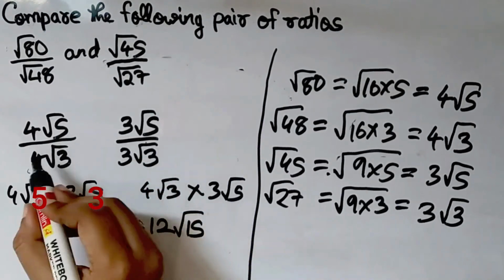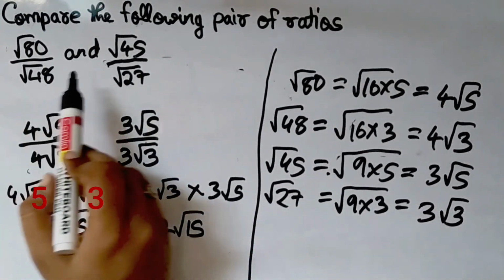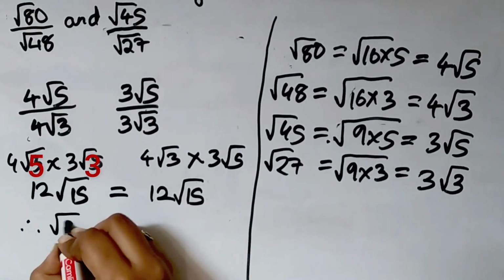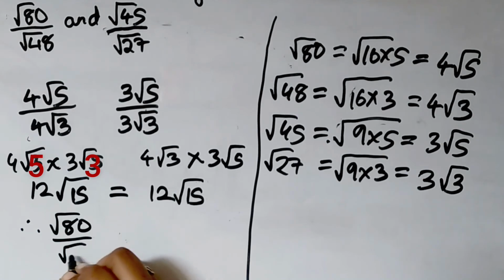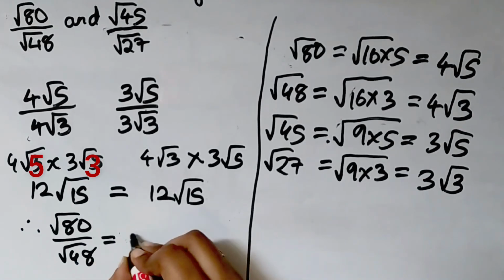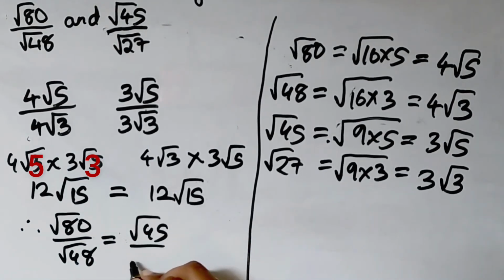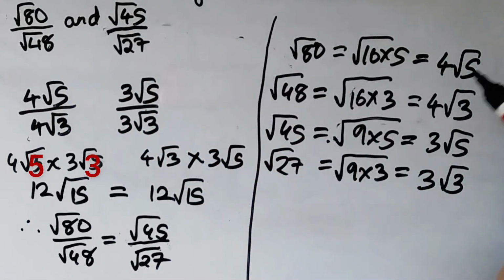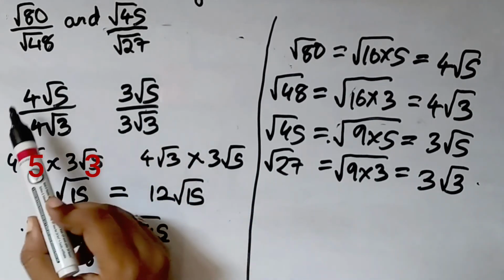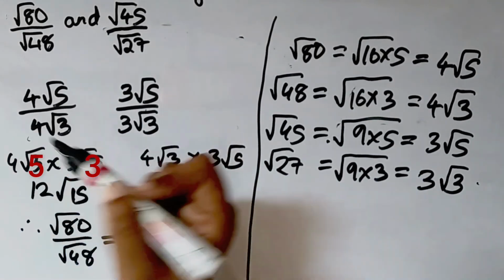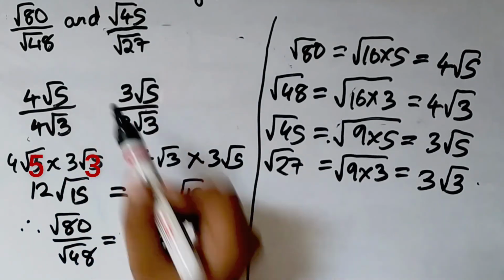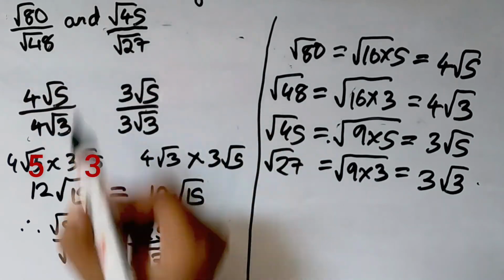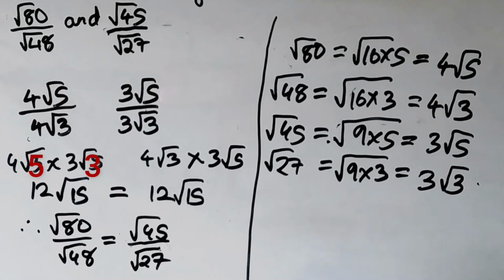So both the ratios are equal. Therefore root 80 upon root 48 is equal to root 45 upon root 27. The terms of the ratio were surds, so we simplified the surds and substituted the values. Next we multiplied and the answer was equal, so both the ratios are equal. This is how you solve this.